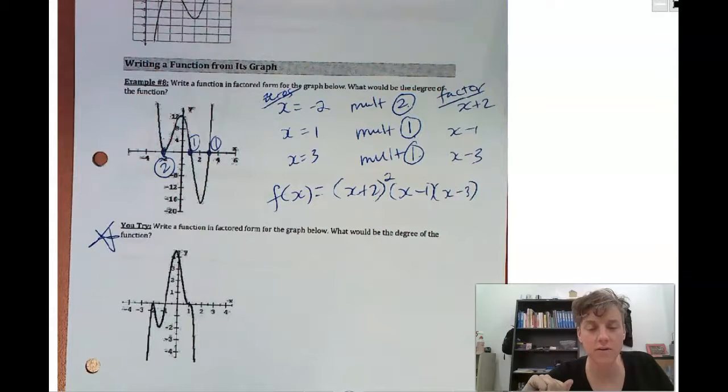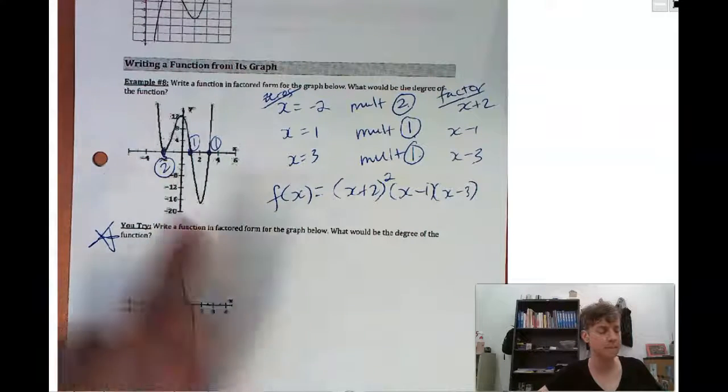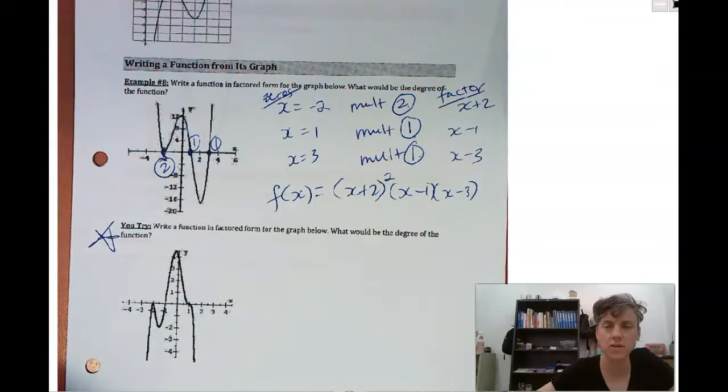We talked about identifying zeros from a graph, identifying zeros given a function. We talked about using the zeros of a polynomial to sketch a graph. We talked about multiplicities of polynomials, and we even wrote functions based off of graphs using multiplicities and zeros.